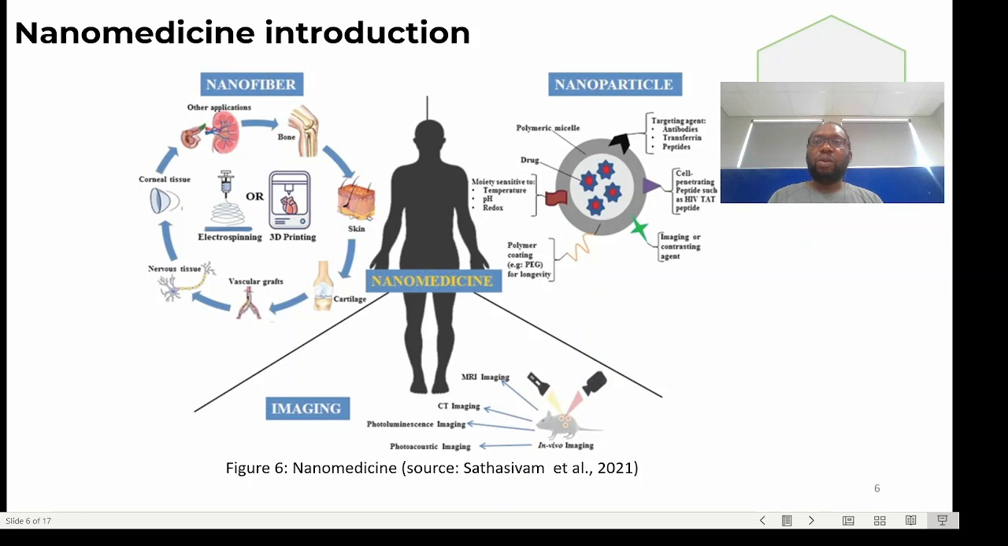Nanomedicine is just the application of nanotechnology in the field of medicine. The application of nanotechnology in medicine can lead to better imaging for tumors, as you can see in the figure here for imaging. And then you can also use it as a drug delivery system. You can target different regions of the body by delivering drugs to those specific regions. You can also design scaffolds such as nanofibers, so you can create new skin, cartilage, even bone.